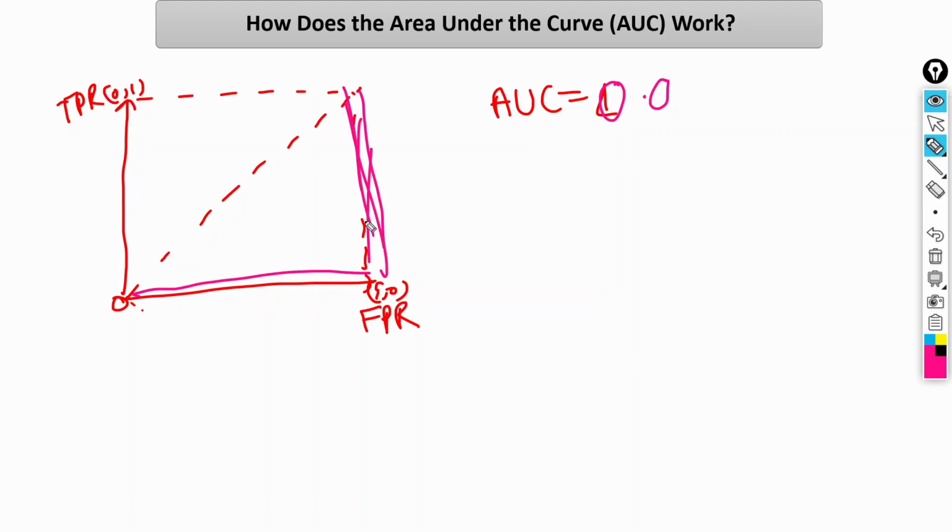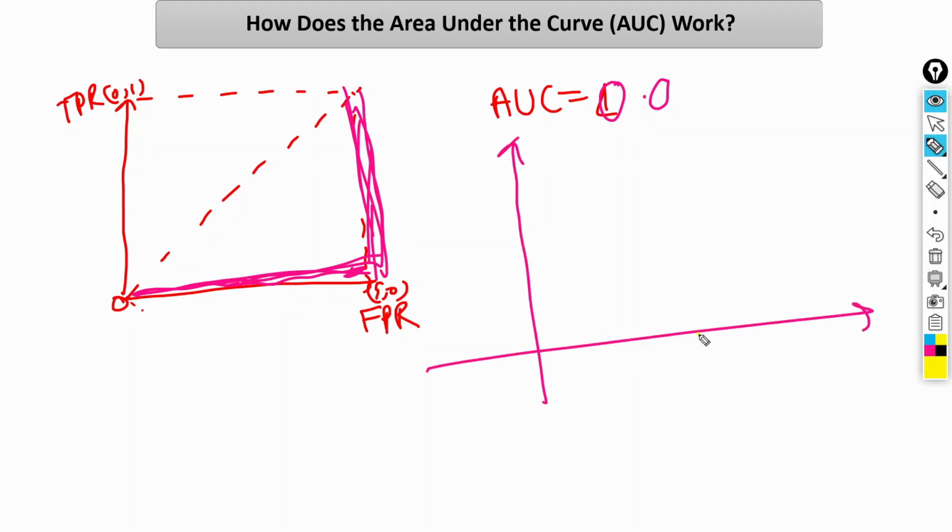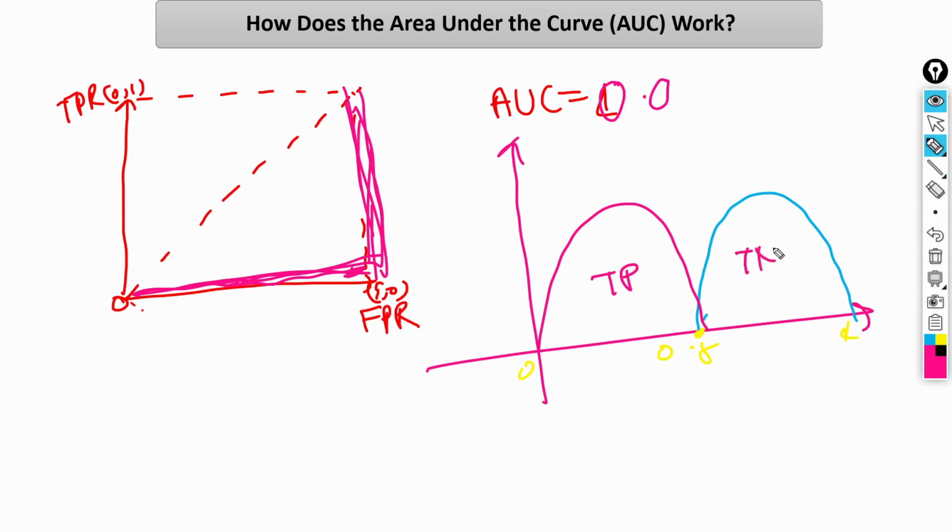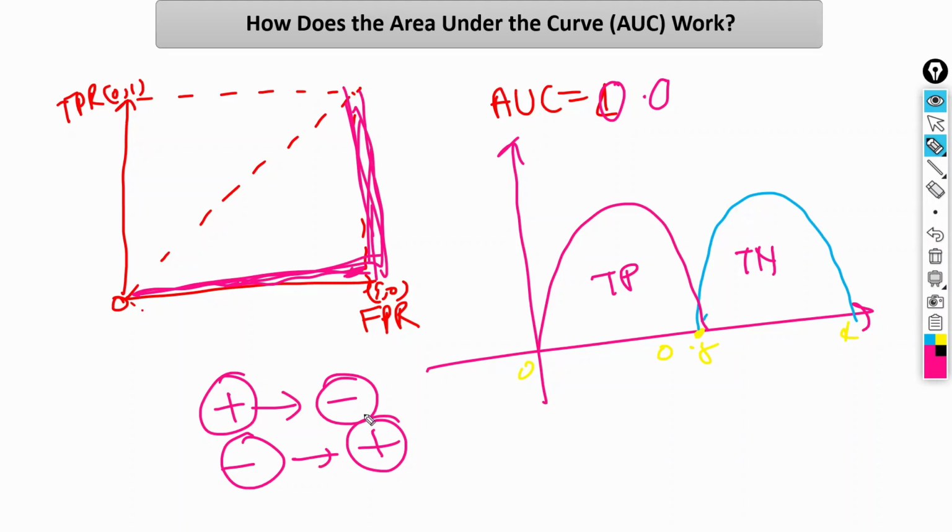Let's say AUC is equal to 0. In that case my graph would be like this. We can say the AUC ROC curve would be like this. Then the area would be 0. Then my distribution would be like this, 0, 0.5, 1. It means this will be your true positive, this will be your true negative. So we can say all the positive classes will be classified as negative and all the negative classes will be classified as positive. So this way we can interpret the AUC ROC curve.